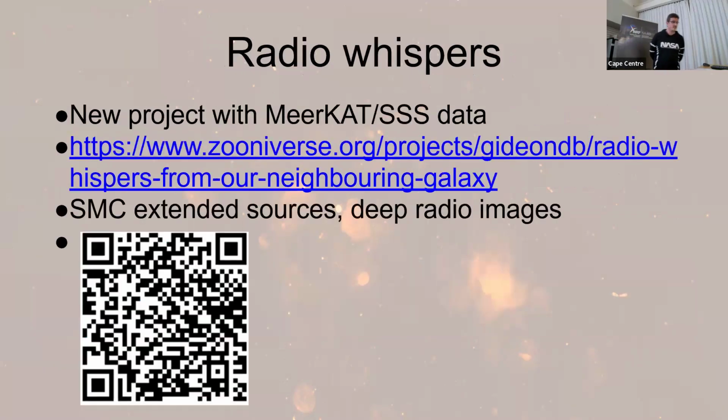Now we're coming to my Zooniverse project. It's called Radio Whispers from Our Neighboring Galaxy. It's a new project that uses MeerKAT and SuperCOSMOS all-sky survey data. It's looking specifically for SMC, Small Magellanic Cloud, extended radio sources using these deep MeerKAT radio images that I'm using for my MSc research. So again, you can scan this QR code, or you can Google Zooniverse Radio Whispers, and my project should be the first one that pops up. Or you can follow this link and type it in. Whatever works fastest for you.